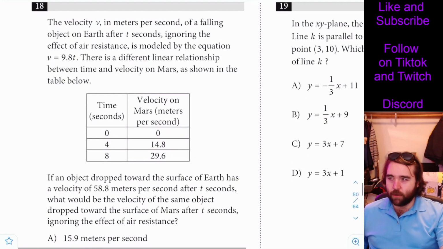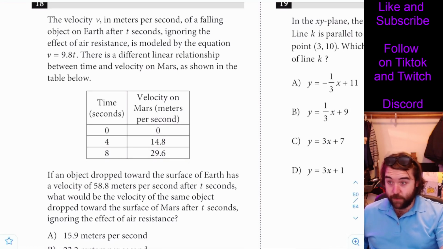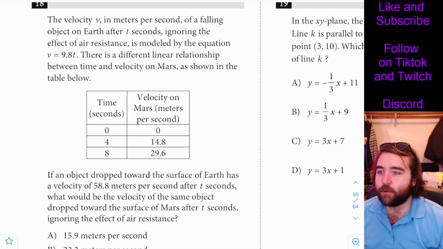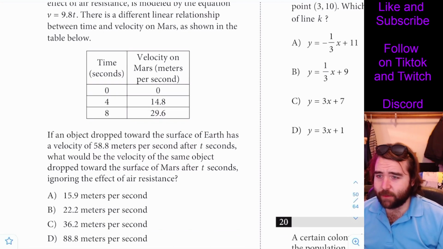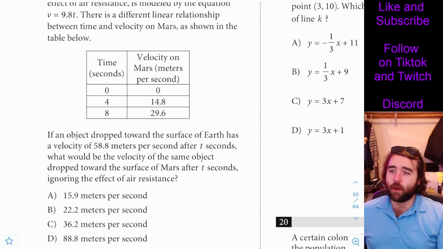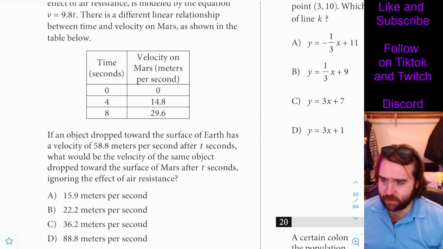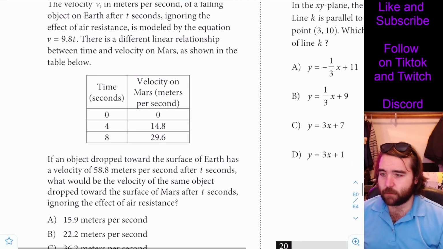Alright, so yada yada, ignoring the effect of air resistance, the equation is modeled, V equals 9.8t. Okay, I knew that. There's a different linear relationship between time and velocity on Mars, as shown there. So we're trying to get the equation for that. If an object dropped toward the surface of Earth has a velocity of 58.8 meters per second after t seconds, what would be the velocity of the same object dropped toward the surface of Mars after t seconds?